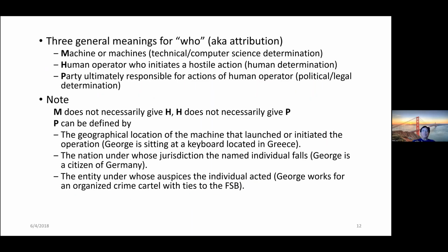Now, in general, there are three meanings for what the who means. This is the attribution question. There's the machine or machines that are responsible for launching the attack. That is the actual devices and electronic thingies that go after you.